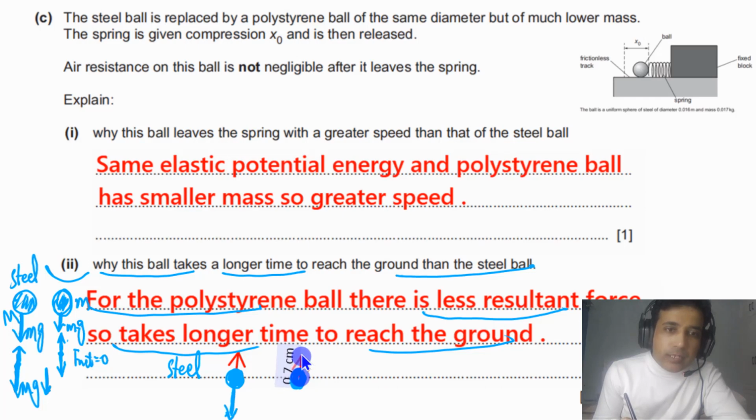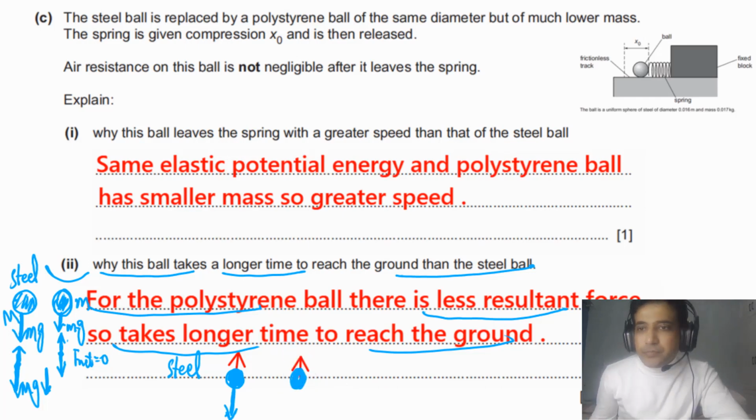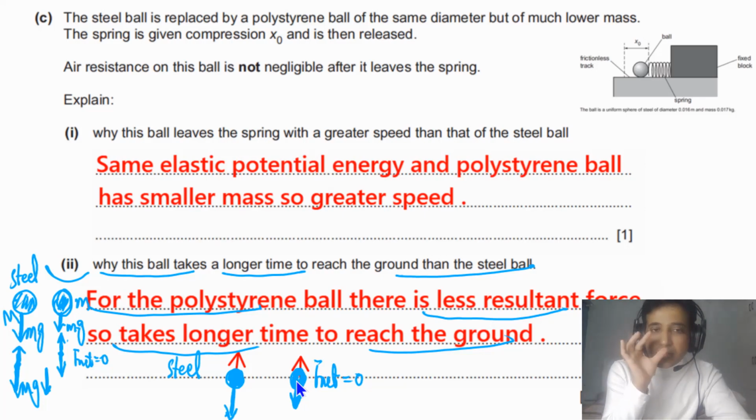This is 0.7 centimeters. Now, if we draw in this case, the weight of this one is lower than the weight of the steel ball. So you see these two forces are almost balanced, which means it has already reached terminal velocity. So this one will take longer time because the resultant force on the polystyrene ball is smaller than the resultant force on the steel ball. So the steel ball is still accelerating, while this one has reached terminal velocity. So this one will take longer time.